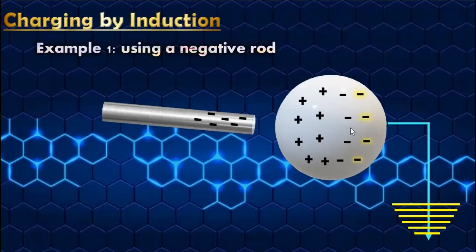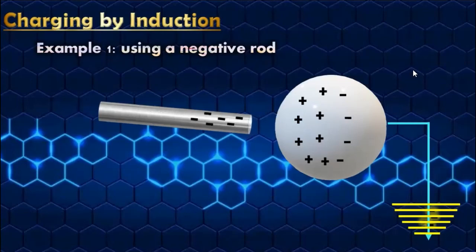Now, once we place a ground on the sphere, those electrons that wanted to get away from the negatively charged rod can now have somewhere else to go. They don't have to go to the other side of the sphere. They can make their way through the ground. And if they make their way to the ground, that means the sphere is losing electrons. In that case, the sphere now has a surplus of protons, so it's going to be positively charged.